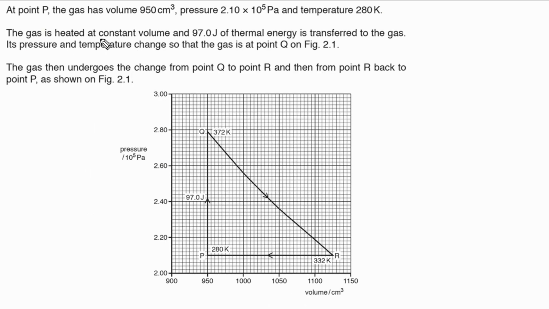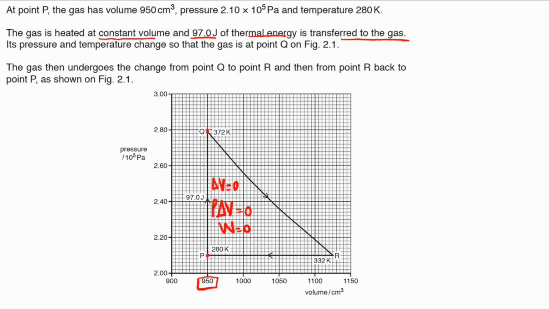If you read the question, you can also see here that at constant volume, 97 joules of thermal energy is transferred to the gas. So at constant volume, if you look between P and Q, the volume is constant and equal to 950 cubic centimeters. So here there is no change in volume. We can also say there is no work done on the gas or by the gas, because work done is equal to P times delta V. So there is no work done. This is a very important point.